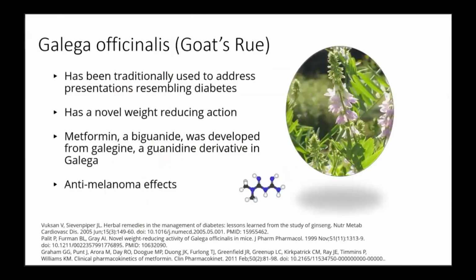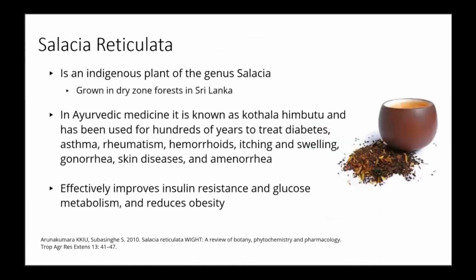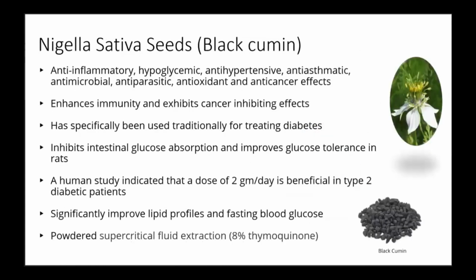Here's goat's rue, right? Metformin, the biguanide, developed from galegine. Anti-melanoma. Novel weight-reducing action. Again, sensitizing glucose and insulin. Salacia reticulata. This is an Ayurvedic medicine that improves insulin resistance and glucose metabolism and reduces obesity. Nigella sativa, black cumin. This is such a great, it's so good.